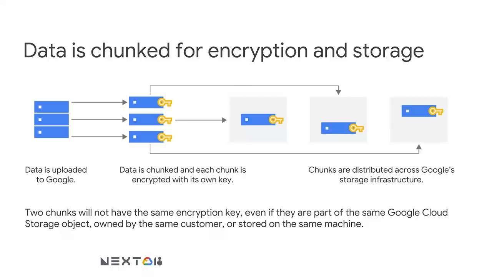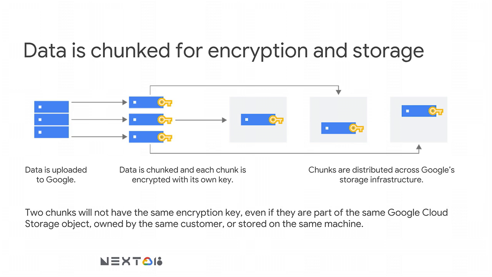Now, the data gets uploaded to Google, and we go through a very elaborate process to protect your data in several different ways. The first thing we do is take the data and break it up into small chunks. You can think of them as shards or blocks or whatever you want, but they're broken up into small chunks, and for each of those chunks, we generate a random, unique AES key. And you may ask, why do you do that? Well, one of the obvious reasons is that it reduces the blast radius.